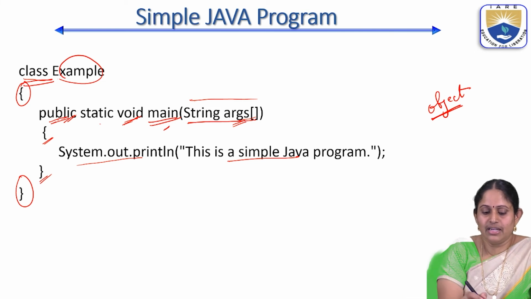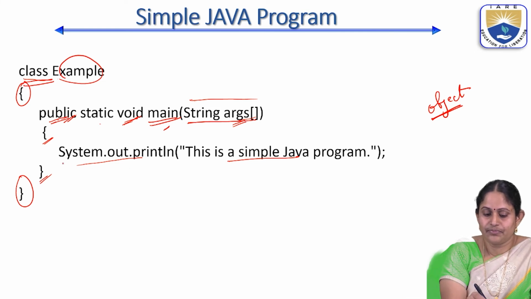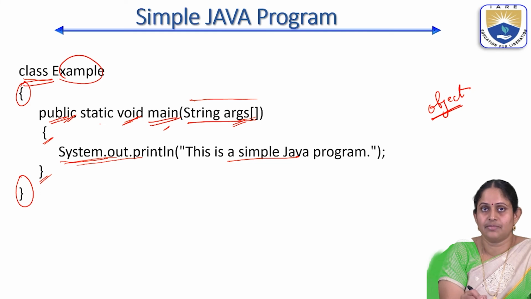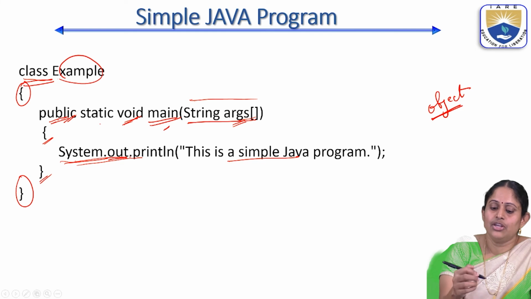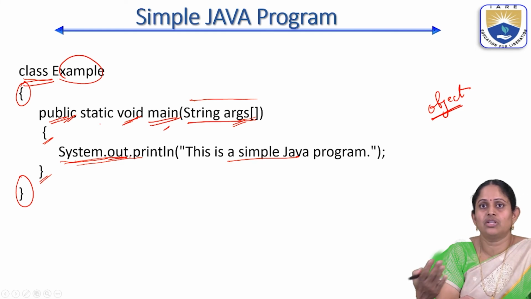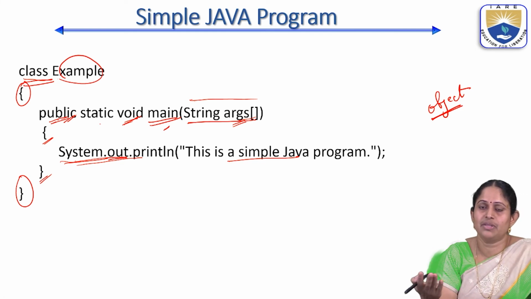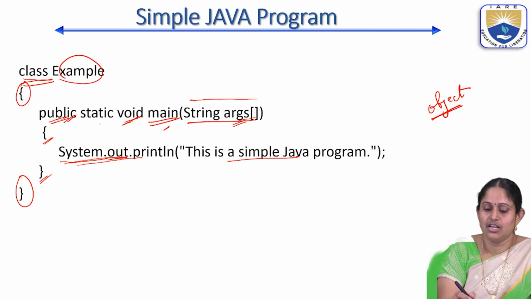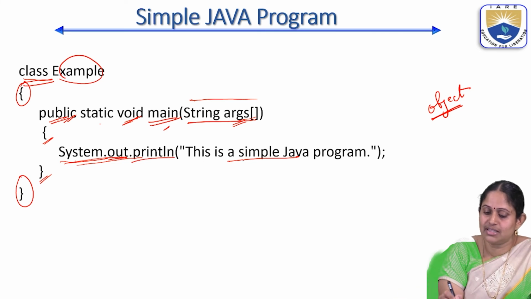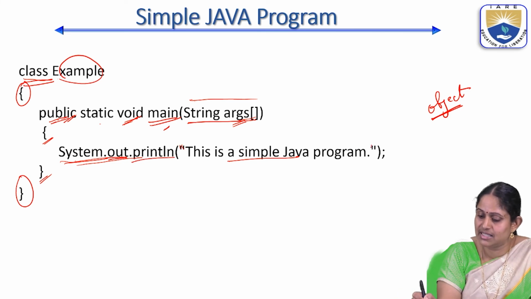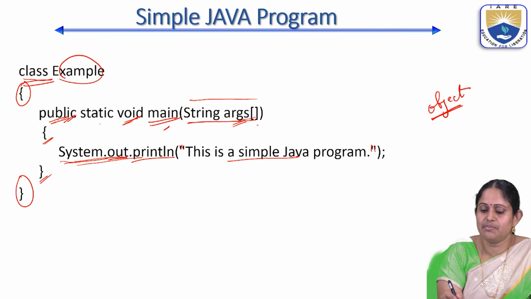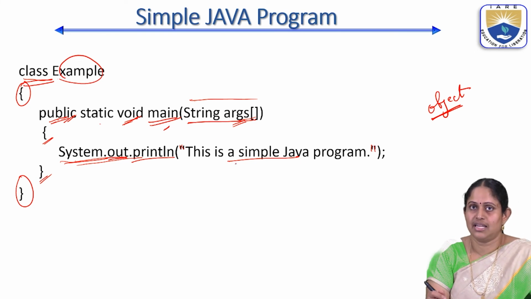Then we write System.out. System is a built-in class available in Java, and System.out indicates that you are printing something onto the console, or passing something onto the output device. So here we are told to print this line. Whatever is embedded inside the double quotes is printed onto the screen.